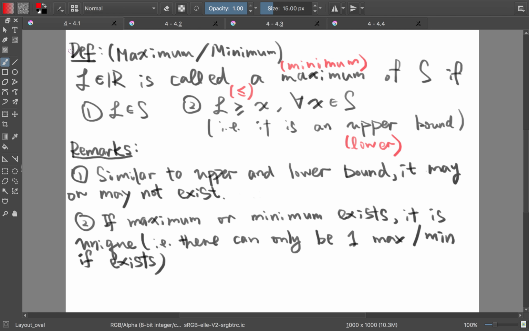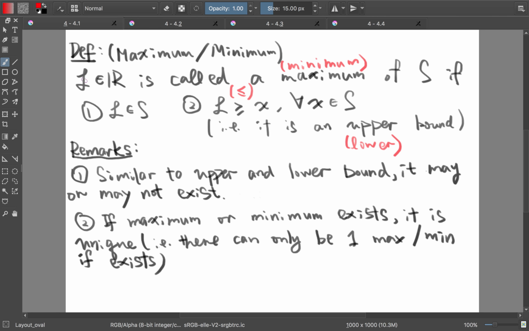In the first section of the video, we have talked about upper bound and lower bound. And in the second section of the video, we are going to talk about maximum and minimum of a set. So let's first define what minimum and maximum of a set means.